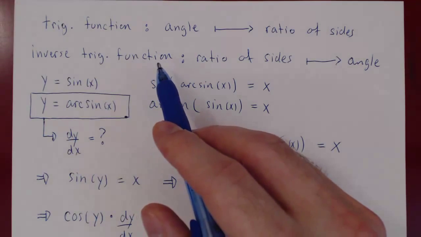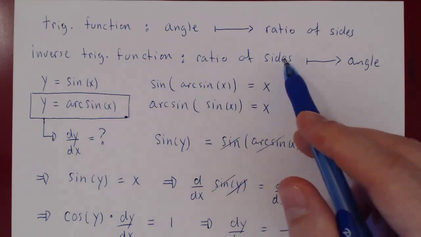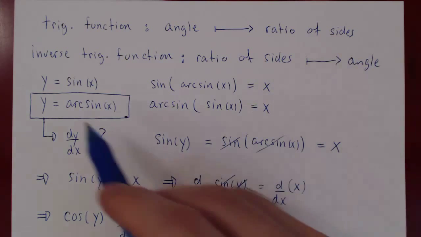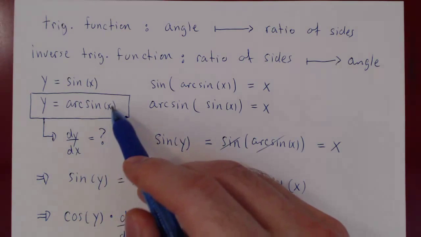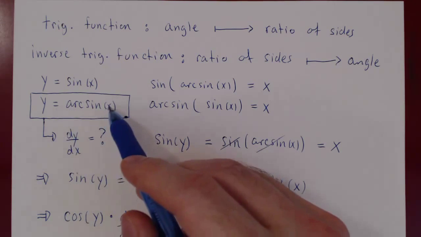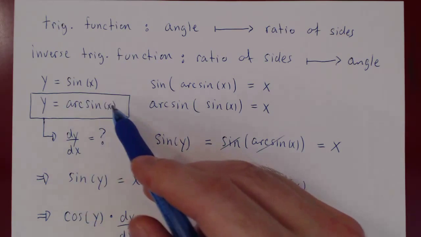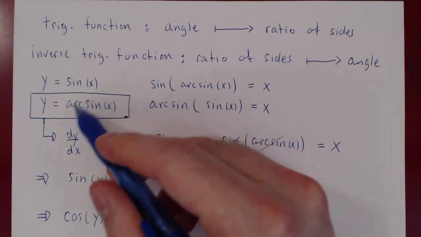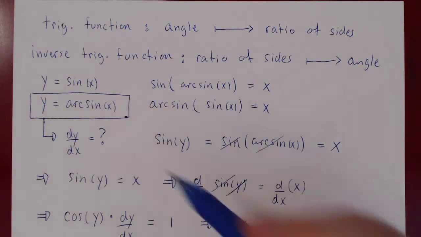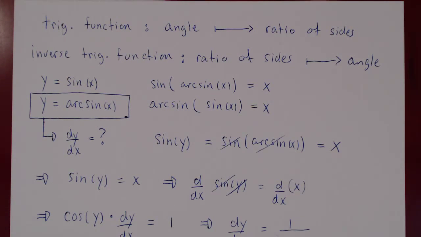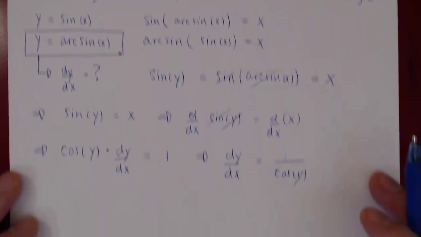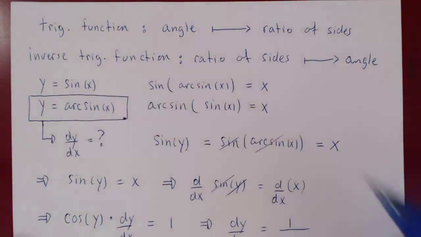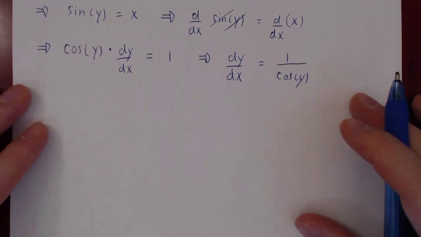An inverse trigonometric function takes a ratio of sides and gives you an angle. So an inverse trig function of anything is an angle. So here this is arcsine of x. So this is an angle. So here arcsine of x is an angle, therefore y is an angle. Given any angle, we can always construct a right triangle. And now let's construct a right triangle whose angle is y, and let's see what we get.